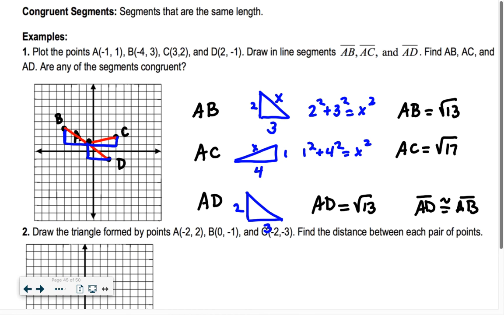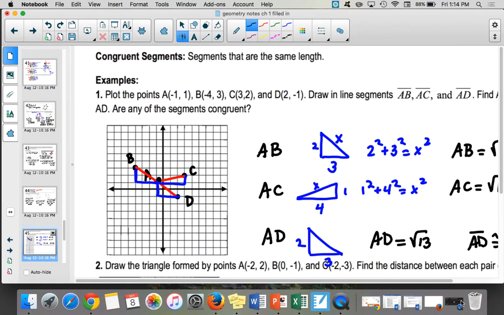All right, are we good? Feel good about distance formula, midpoint formula? All right, we're going to stop there.